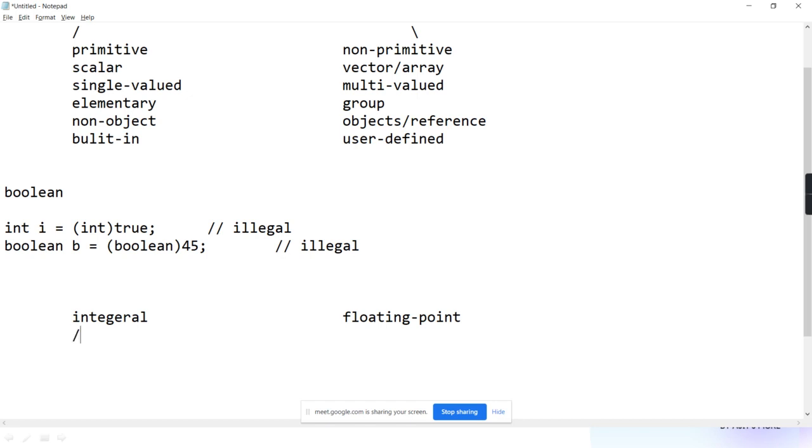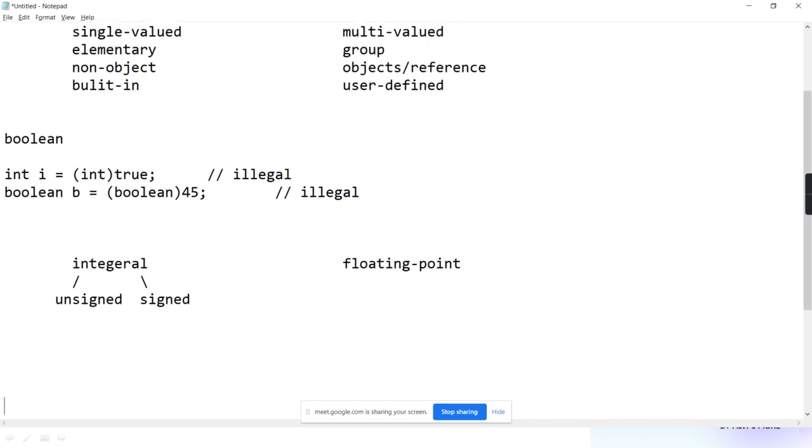Now in integral also there are two. One is unsigned. You don't have to use the keyword unsigned. By default it is unsigned. And the other is signed by default. Now you may have a confusion between what is signed and unsigned. You should know it from C language, but anyway, if you don't remember, I'll tell you again.